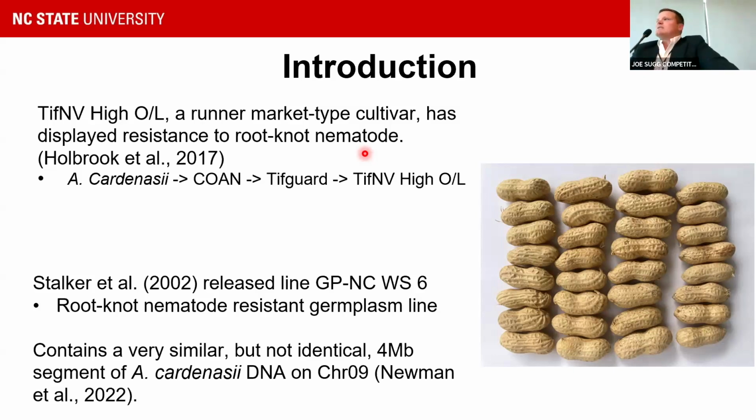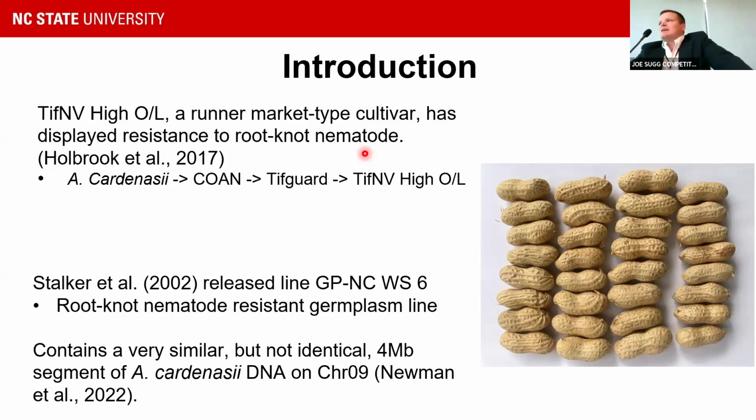If we start to look at some of the work in the North Carolina State breeding program, as we look at our Virginia market type cultivars, we can see some work by Tom Stalker in 2022 that released a germplasm line, GP-NC WS6, advertised as a root knot nematode resistant genotype.